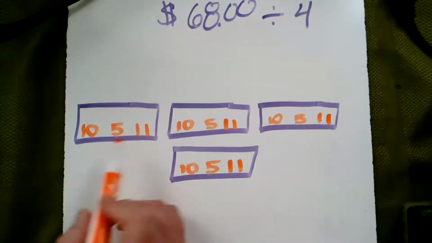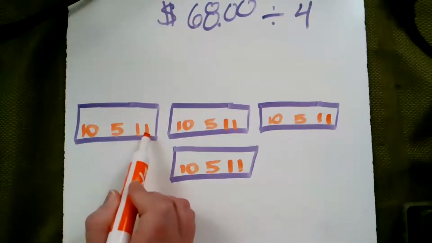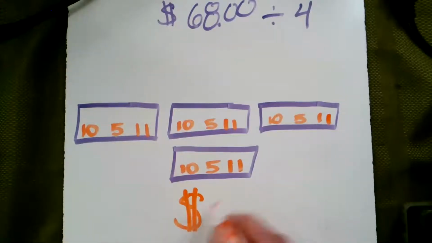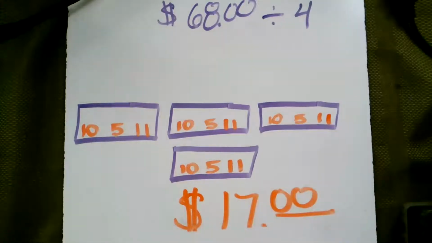Well, each person got 10 plus 5 is 15. 15 plus 2. Each person got, you're right, $17 to contribute towards that gift. $17 is what they did.